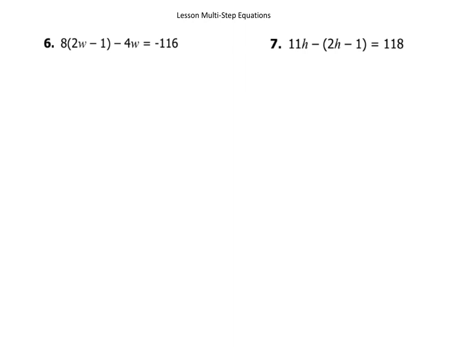Number 6, we have 8 times 2w minus 1 minus 4w equals negative 116. So we always work left to right. We're going to start by multiplying 8 into what's inside the parentheses. So 8 times 2w is 16w. 8 times a negative 1 is a negative 8. So that's what we write down. We stop multiplying because we had a closing parenthesis, so we bring down the negative 4w. It hasn't been used yet, and we're also bringing down negative 116.